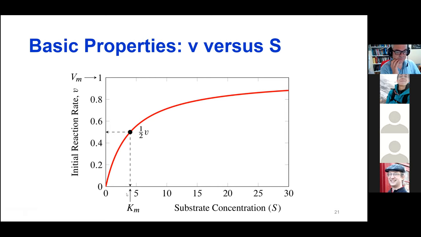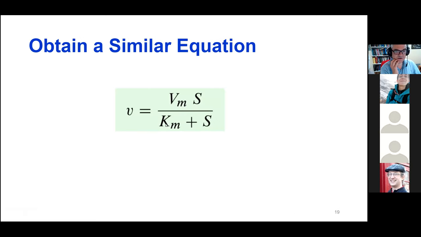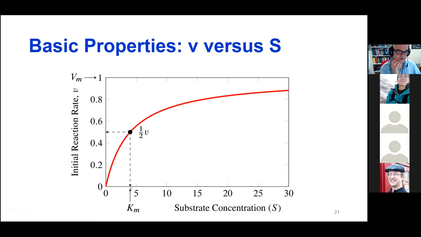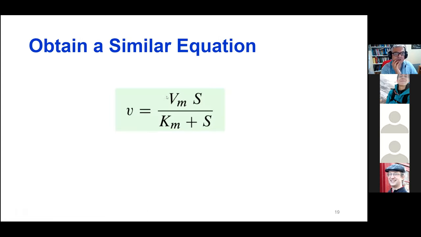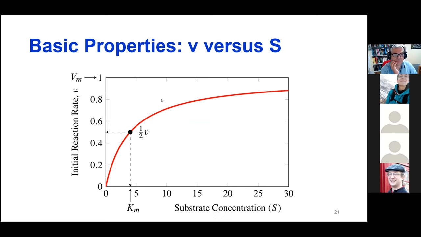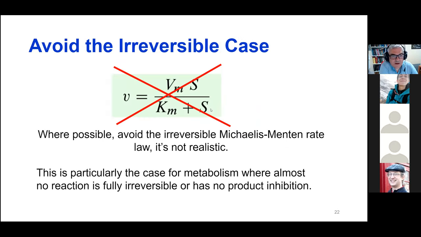You can also interpret the Km constant here as the substrate concentration that gives you half the maximum velocity, right? And the Vm that you saw here is the maximum velocity that the enzyme achieves, okay? So these are the basic two properties for that irreversible case. As I said before, for real models, unless you have some prior information, I would avoid the irreversible equation.